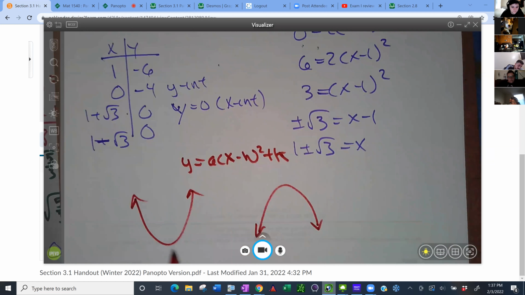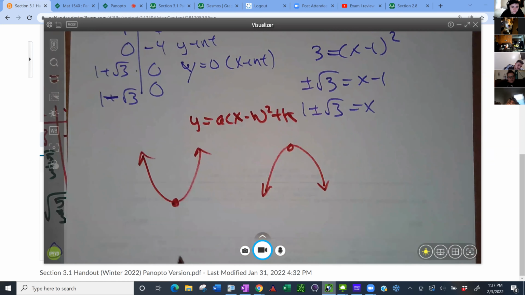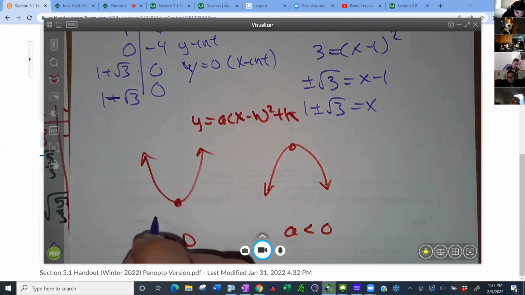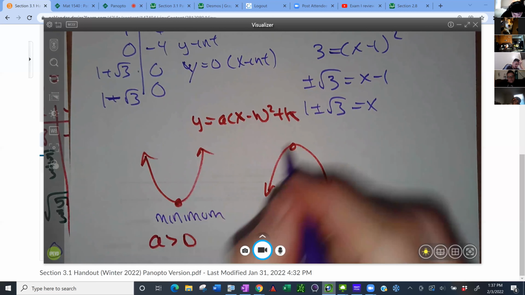What determines if it opens up or down? The negative in the beginning where the A is. Perfect. If A is greater than 0, it opens up. If A is less than 0, it opens down. If it opens up, then this is a minimum. If it opens down, this is a maximum.